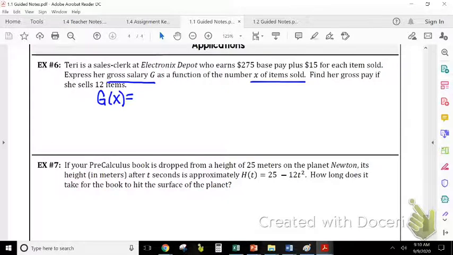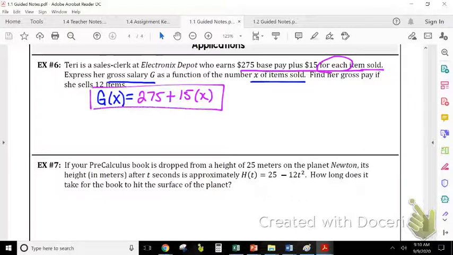So let's find that gross salary. How much does she earn? Well, it says that she earns $275 plus $15 for each item sold. So we got the $275 plus $15 for each. That means we're going to multiply that times the number of items that she sells, which in this case is just X. So there's our equation.